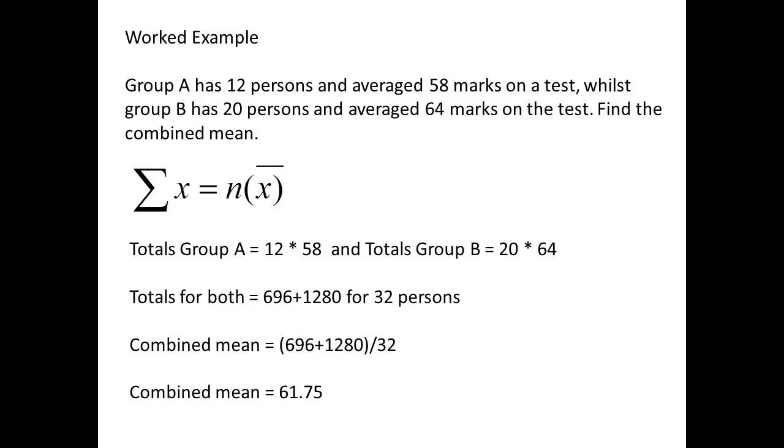Here we have a second example to find a combined mean. The sum of all the values is sigma x equals n times x bar. For group A, the total marks will be 12 times 58, and for group B, 20 times 64. The combined mean will be 696 plus 1280, which we then divide by 32, which gives an answer of 61.5.